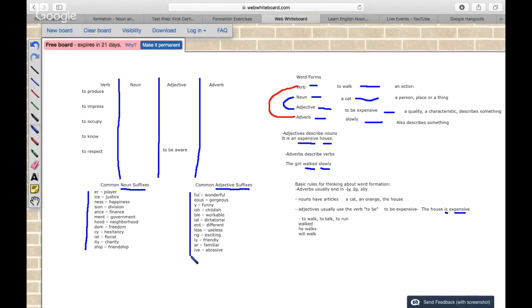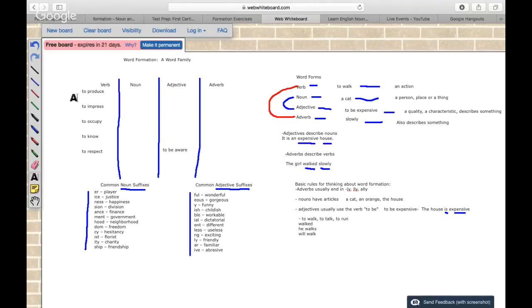Okay, so one thing that's important when you think about a word, if you learn a new word, you want to think about it and its various forms. This is called word formation, and what I'm going to make here is a word family.